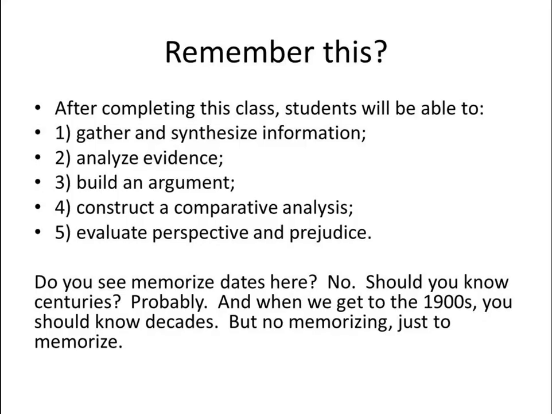And you might remember those from what we did in the last video. So we synthesized, we analyzed, we constructed a comparative analysis, we evaluated perspective and prejudice. You don't see memorized dates here, right? So you should know centuries, you should know 1500s, 1600s, 1700s, 1800s. When we get to the 1900s, you should know the difference between the 1920s, the 1930s, 40s, 50s. But there's no memorizing just to memorize. And again, we'll be going over all of that.